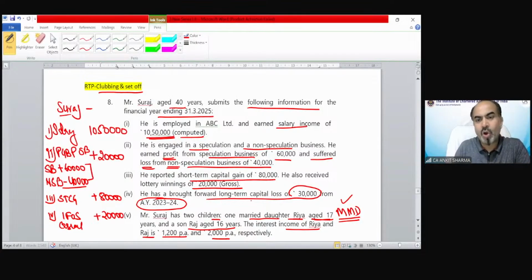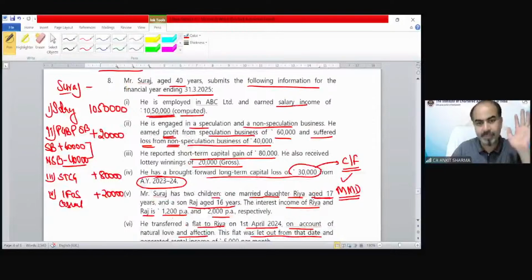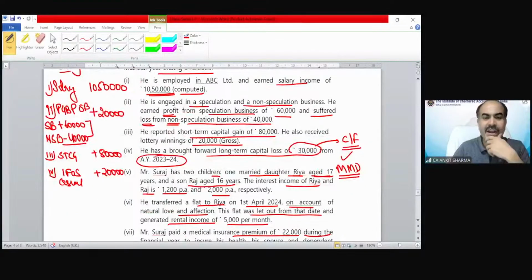Brought forward long-term capital loss of 30,000. We all know that the long-term capital loss can be set off only against long-term capital gain income. In this question, we do not have any long-term capital gain income. So this loss needs to be carried forward for next year if the return has been filed up to due date. Now the information regarding the children: this income is going for clubbing purpose and this house income also for clubbing purpose.